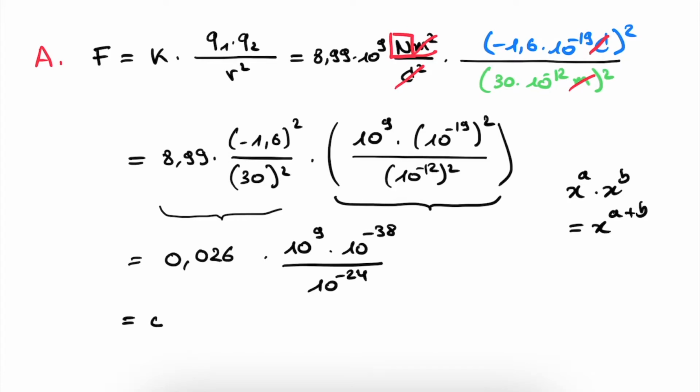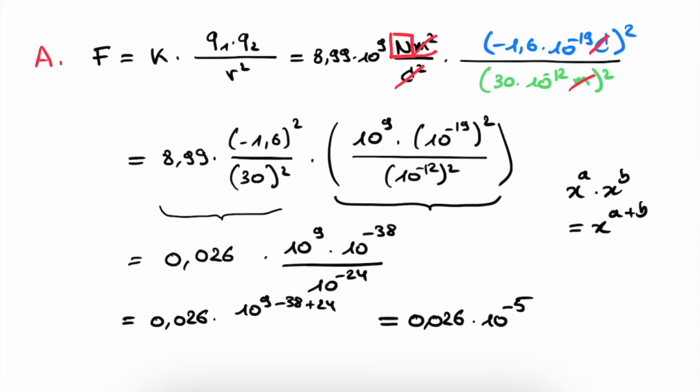This simply becomes 0.026 times 10 to the power of 9 minus 38 plus 24, because this minus 24 is in the denominator, which means that it becomes a plus 24 in the numerator. And our final result will be 0.026 times 10 to the power of minus 5.